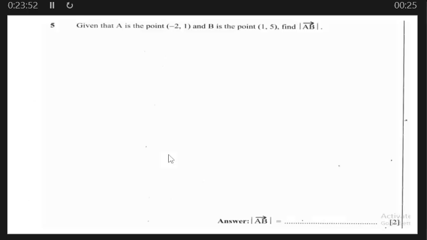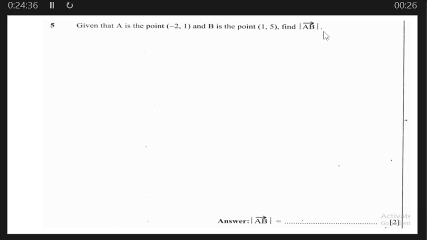So let's go to question 5, which says, given that A is the point, open brackets, negative 2, 1, close brackets, and B is the point, open brackets, 1, 5, close brackets. Then they say find vector AB, or the magnitude of the line AB. So if these are the points, 2 points, then they're making a line. Definitely 2 points will make a line. Whether it is horizontal or a gradient, we don't care. But as long as there are 2 points, they are going to make a line when plotted.